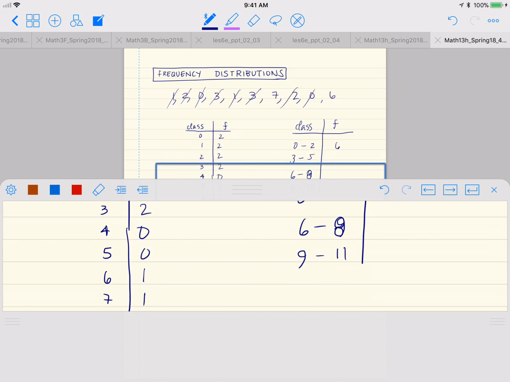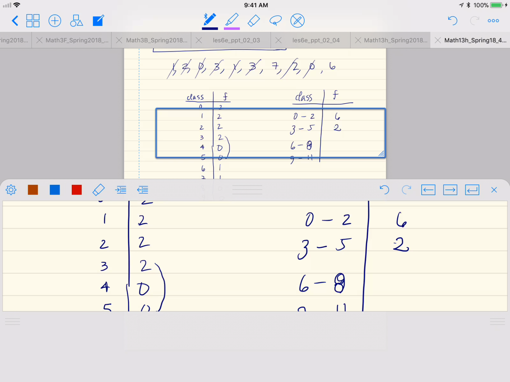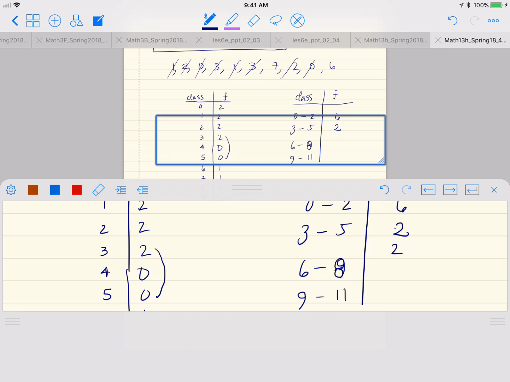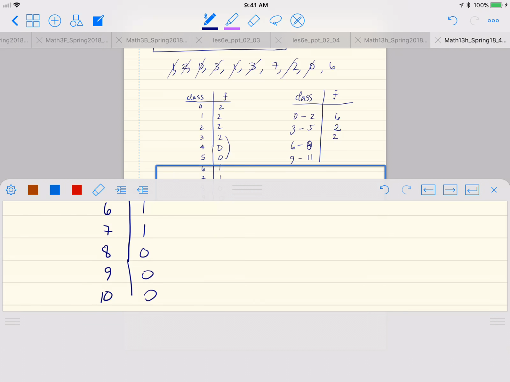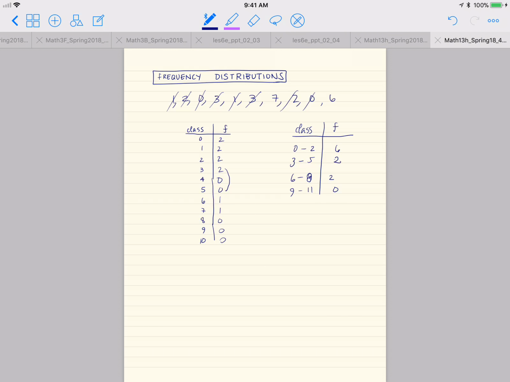And now what about 3 to 5? Let's see here. It's just going to be 2, because if I add that up, 2 plus 0 plus 0, they're going to be 2 from 3 to 5. What about 6 to 8? 2. And then 9 to 11, 0. So each of these is an example of a frequency distribution. And it's actually kind of misleading to call this a class, because usually a class has a class width.